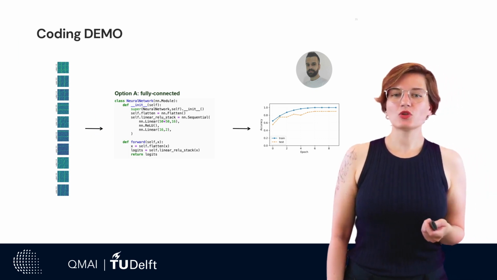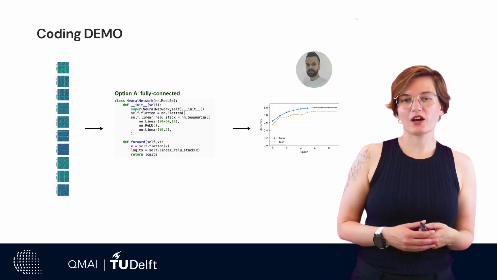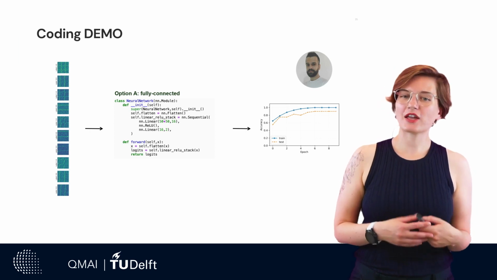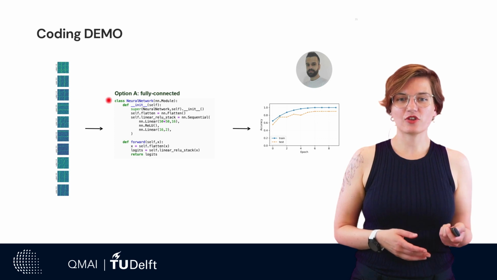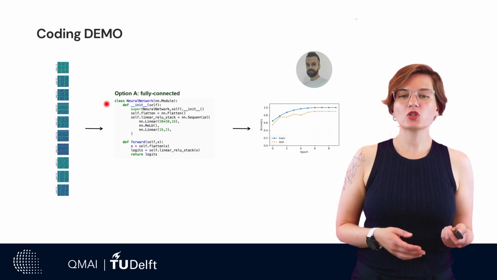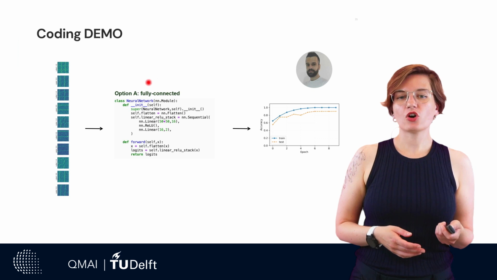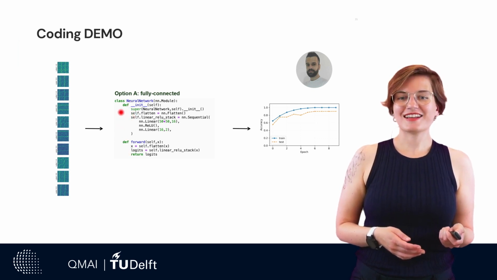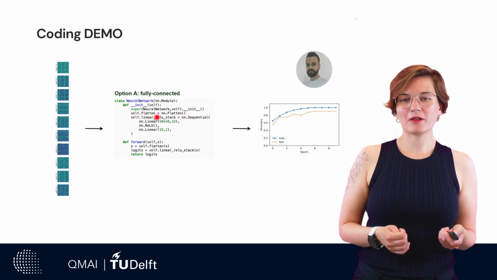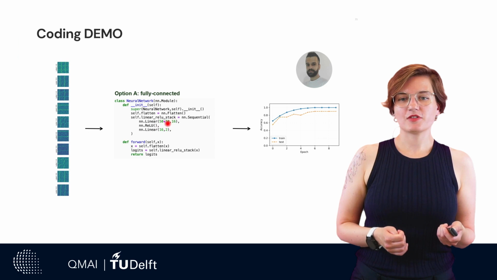Arash is going to walk you through a coding demo where you are going to do exactly this thing. In the first part of your exercise, you are going to build your own neural network in PyTorch. The example we have for you is really minimal. You have your input images, 50 times 50 pixels.